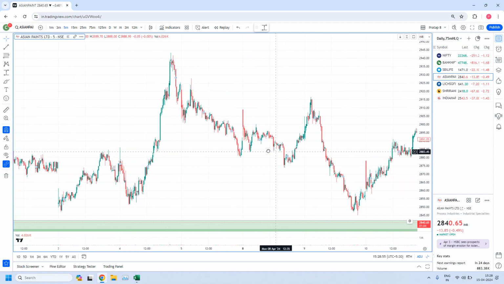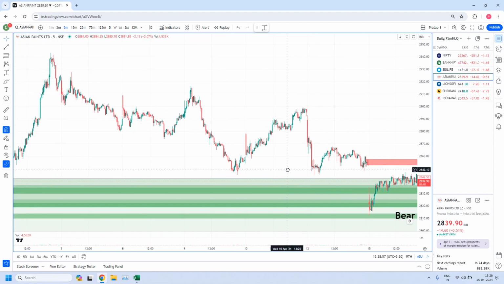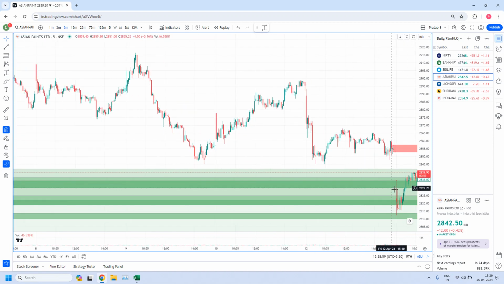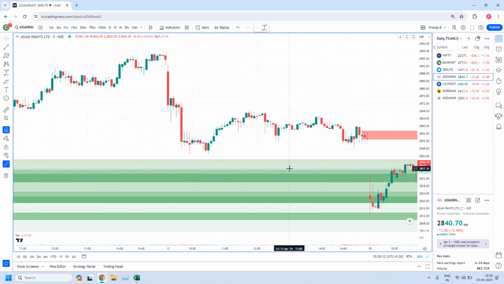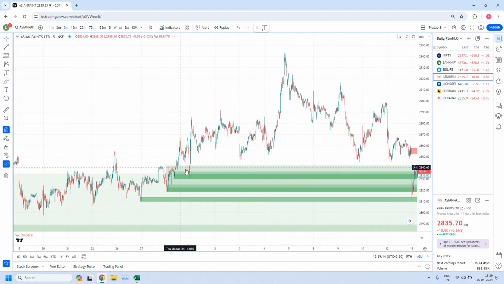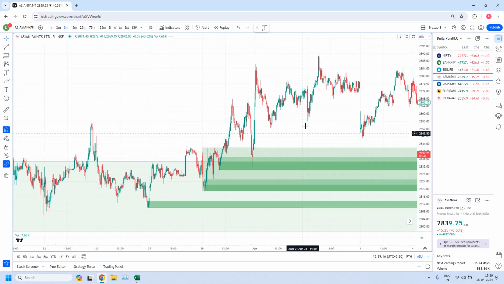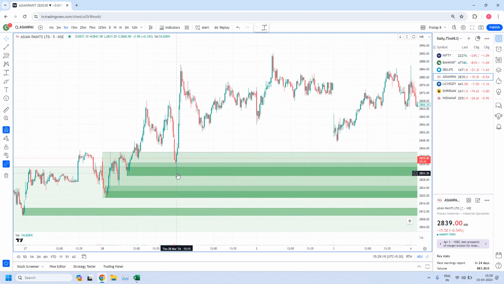See what happened today. This zone is violated with a gap down. First of all, you didn't get a chance to place an order, because the market opened with a gap down. When it opens with a gap down, this zone is gone easily. One of the reasons it is gone easily is that the order flow had been consumed deeper inside earlier. So that is the reason.